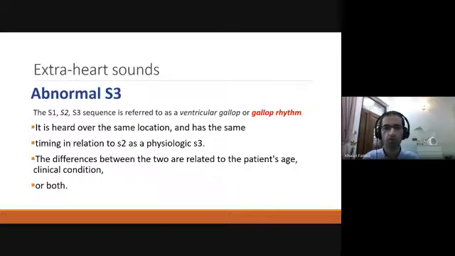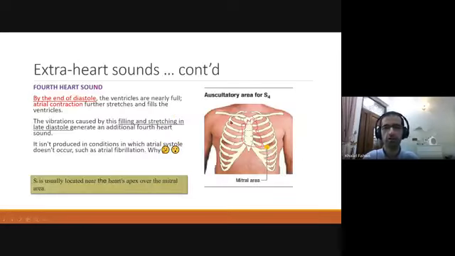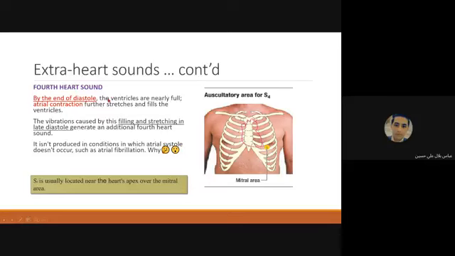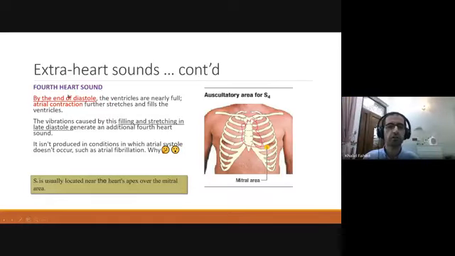Okay, thank you. So we're going to move to the fourth heart sound. Could you see this slide? Fourth heart sound. Yes, doctor. The fourth heart sound, by its mechanism, is related to the cardiac cycle. By the end of diastole, this is very important, the ventricles are nearly full.